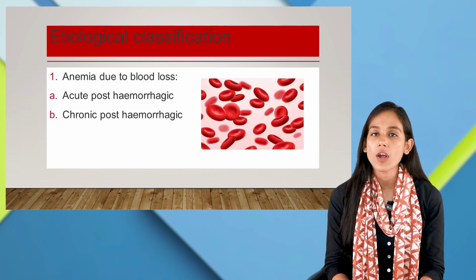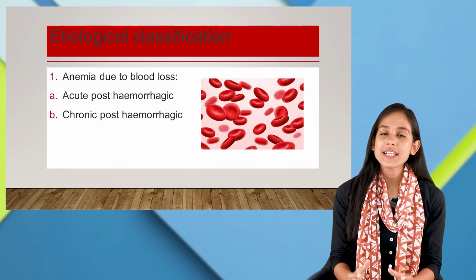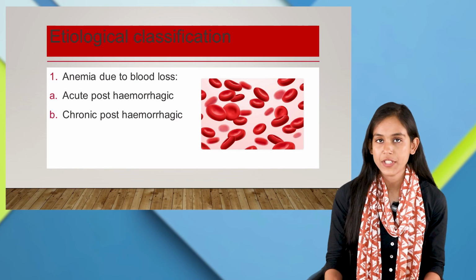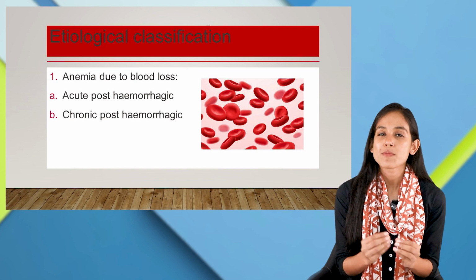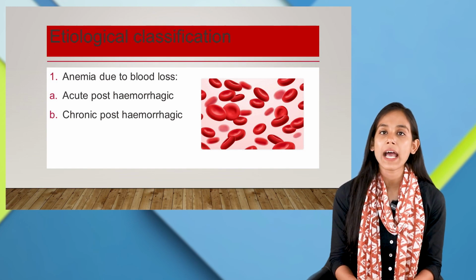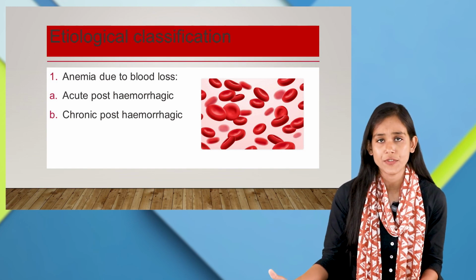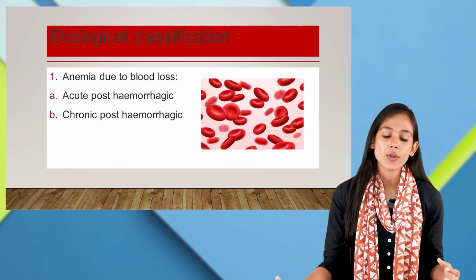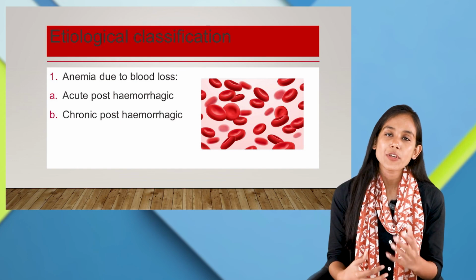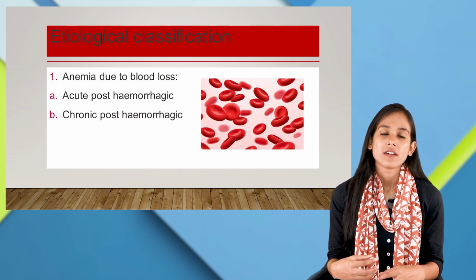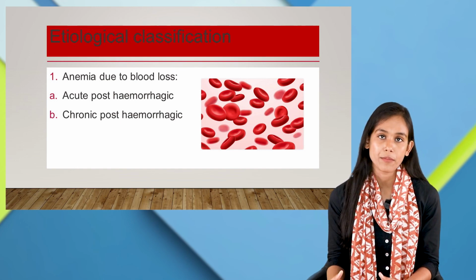And the next one is chronic post-hemorrhagic. This happens over a period of time. Here what we can see is that there will be a small amount of blood loss, but it will happen over a long period of time, right? That's the reason it's called chronic post-hemorrhagic. Now, in which cases can there be blood loss continuously from our body?